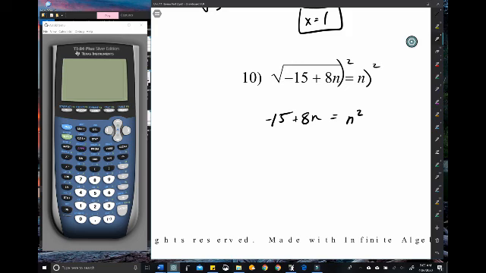Squaring both sides. Again, set equal to 0. So I'm going to add 15.